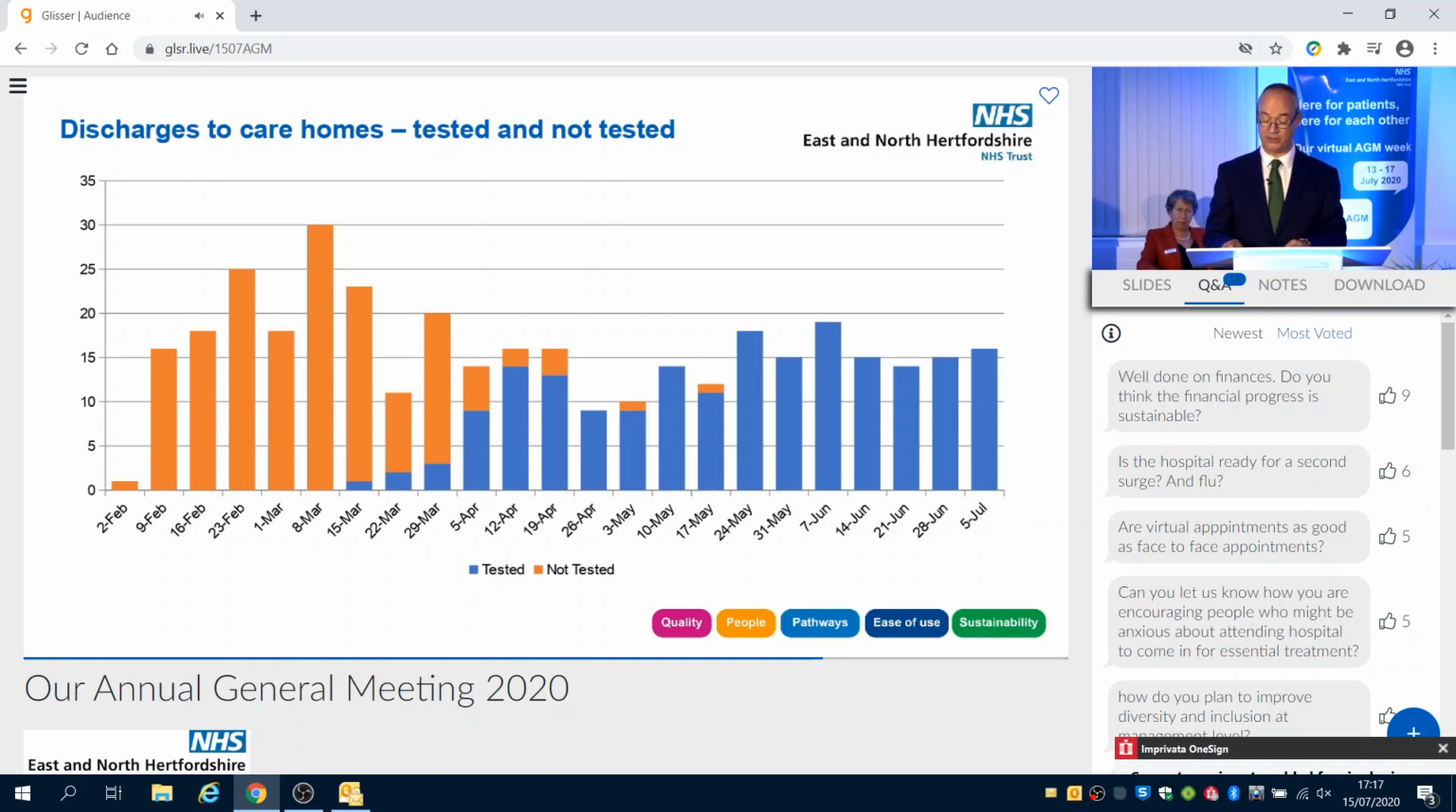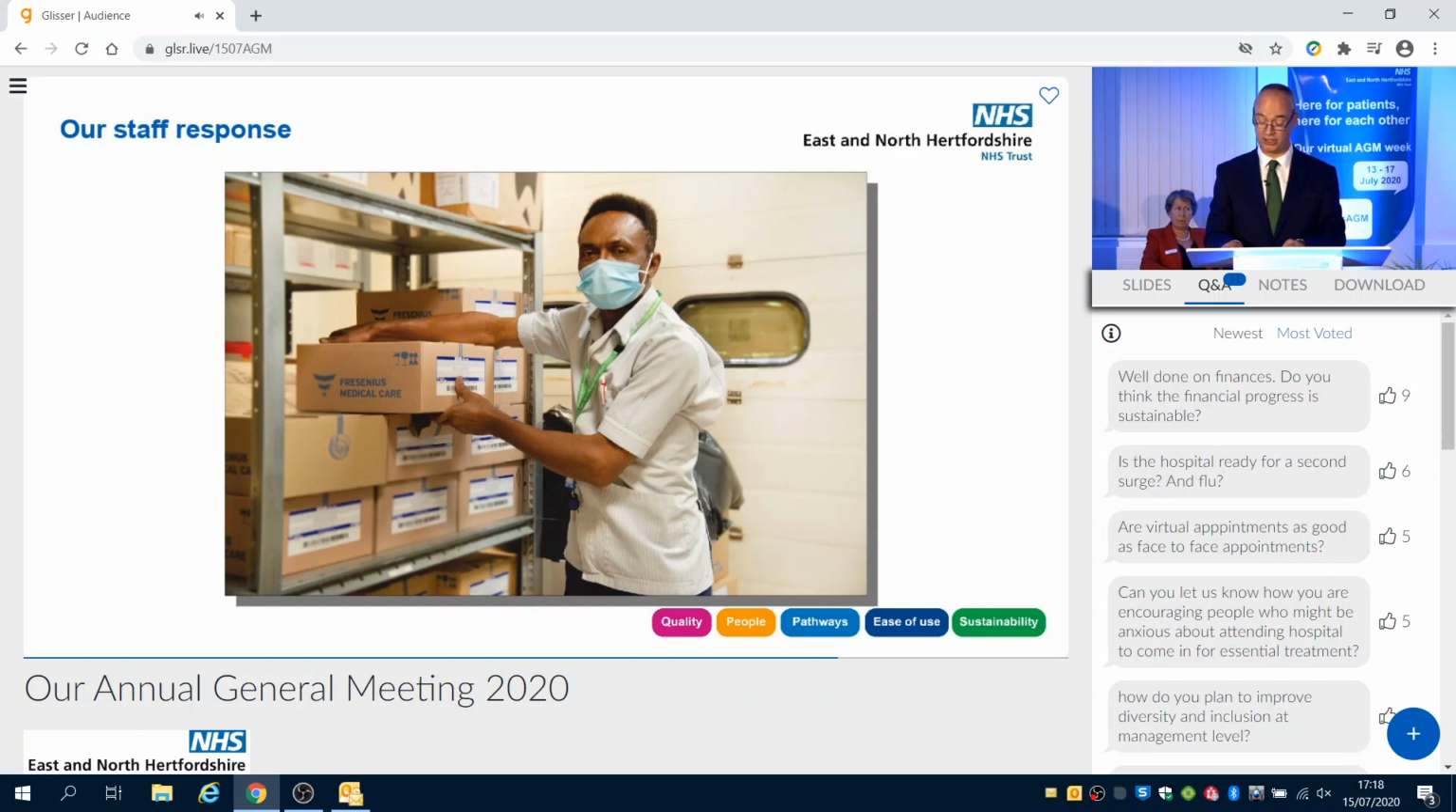It can be seen that peak discharges to care homes was on the week commencing the 8th of March, when just 100 tests were available for all patients. And that includes for patients for whom the diagnostic test was absolutely crucial to their clinical treatment. Put simply, testing capacity did not meet the clinical need. Consequently, all patients not tested were treated as if they were COVID positive and were discharged to locations that had indicated that they could appropriately isolate them.